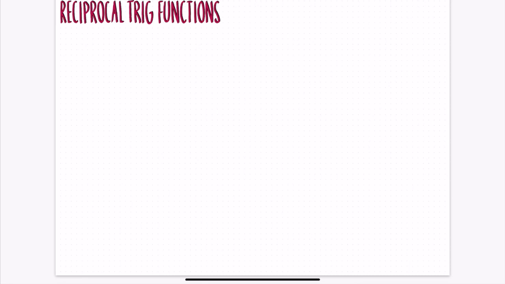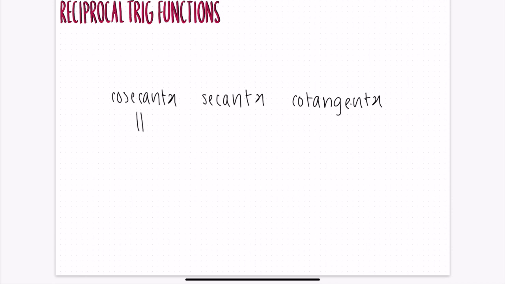So today we're going to be discussing reciprocal trig functions, and then we'll also take you through a practice question on these trig functions. Reciprocal trig functions refer to cosecant x, secant x, and cotangent x, which can also be written as csc x, sec x, and cot x. So these refer to 1 over sine x, 1 over cos x, and 1 over tan x.